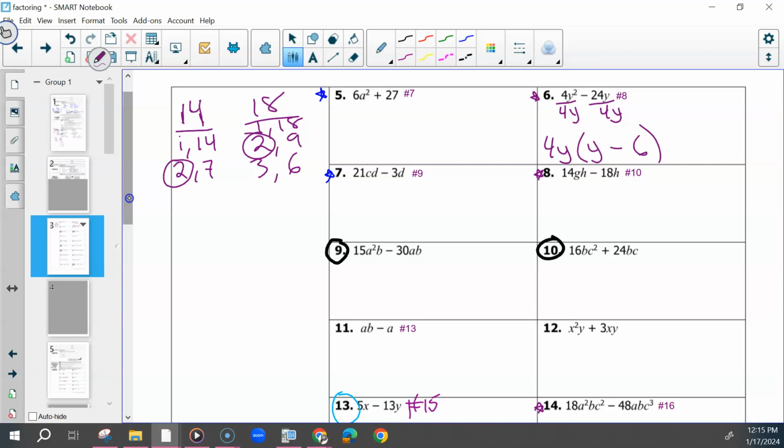Do we have anything else in common? No. So we could divide both of these by 2. And then what would be left? 7g minus 9.